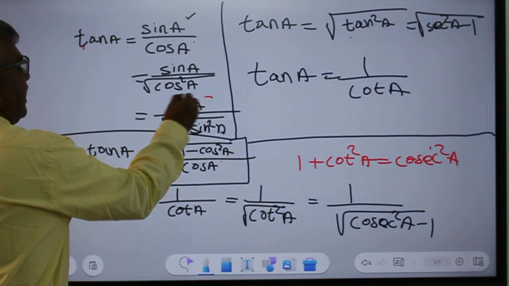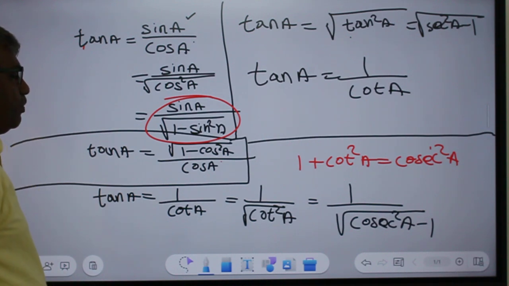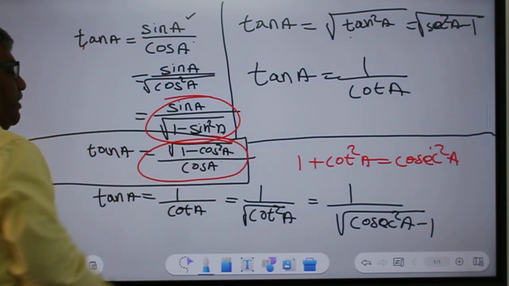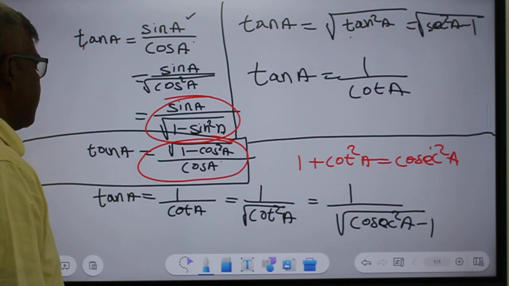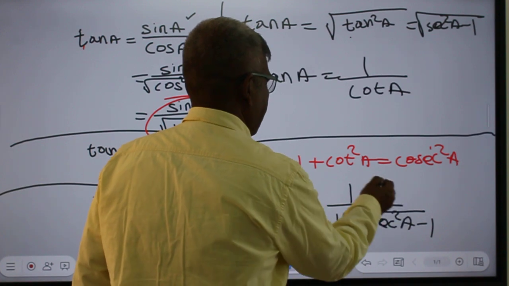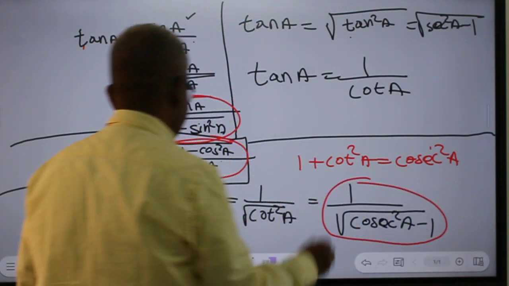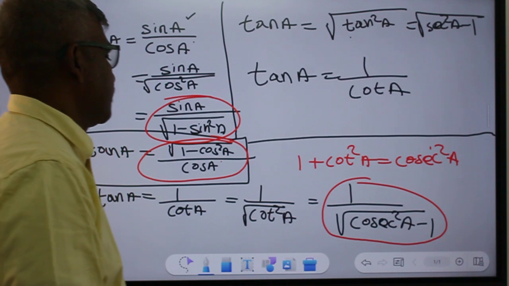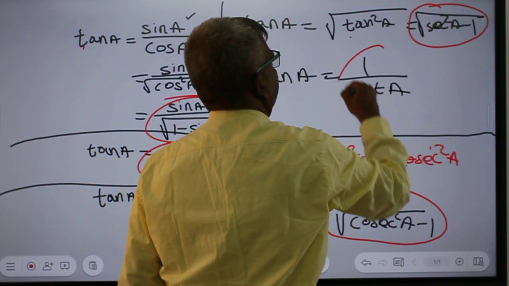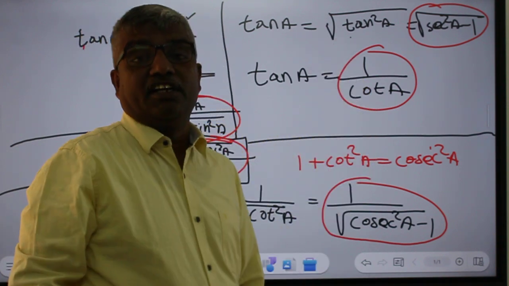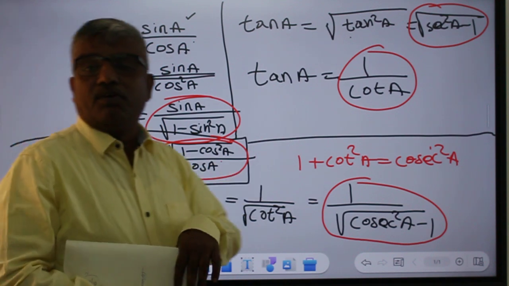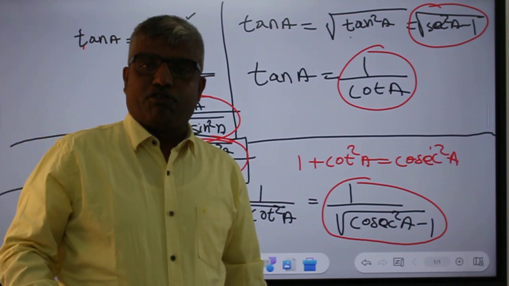Now you see, tan A I can represent as sin A over the square root of 1 minus sin squared A. Tan A I express as the square root of 1 minus cos squared A over cos A. Tan A is 1 over the square root of cosecant squared A minus 1. Tan A is the square root of secant squared A minus 1. Tan A is 1 over cot A. If you know these five, you can solve any proof very simply.